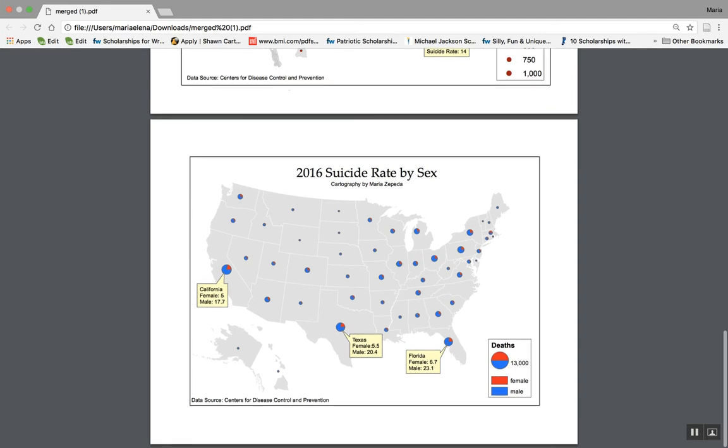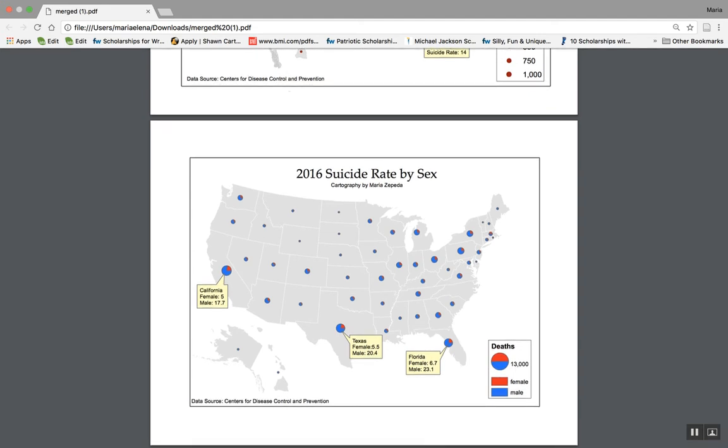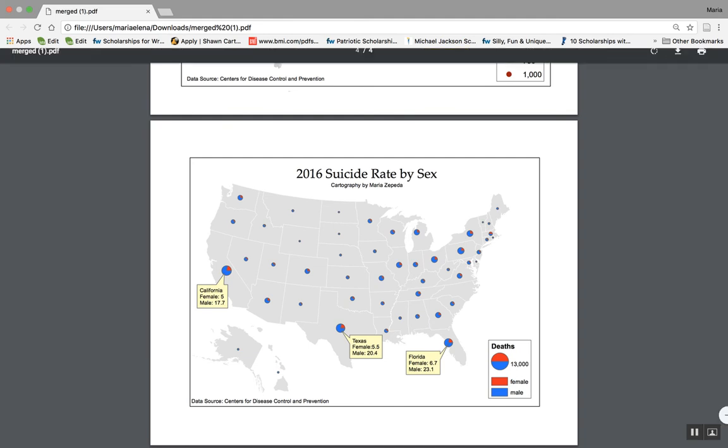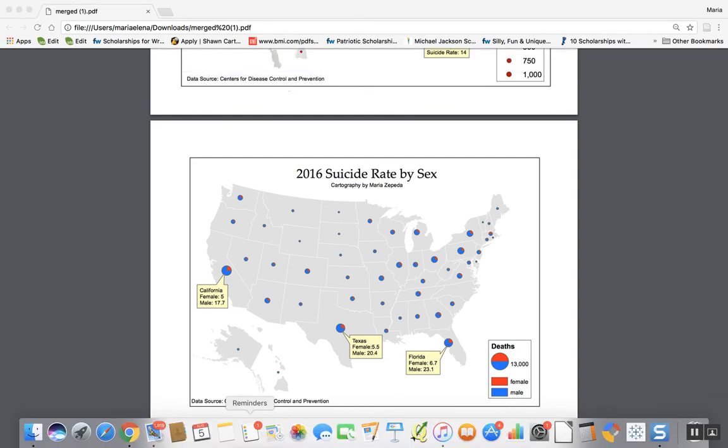And finally, I just think that maps like these could be helpful when assessing which states should be targeted when it comes to mental health and suicide prevention based programming, and which can potentially lower suicide rates.